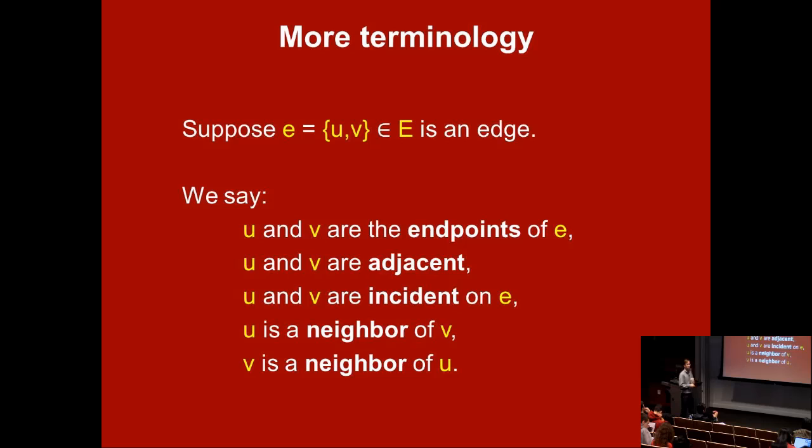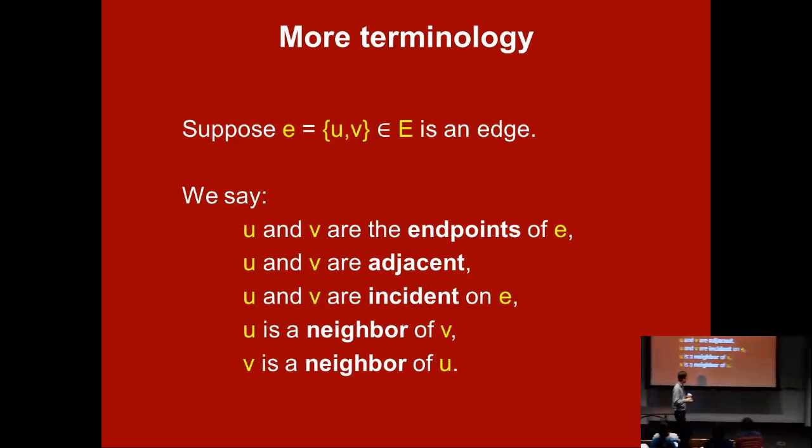Okay, more definitions. There's a lot of words in graph theory. Let's say you have a graph and you have some edge e, which is the set {u, v}, connecting u and v. Here are 4 synonyms for the same concept. We say that u and v are the endpoints of e, u and v are adjacent, u and v are incident on e, u is a neighbor of v, and v is a neighbor of u. Sometimes you can guess what it means based on the word, but these are some words you'll often see.